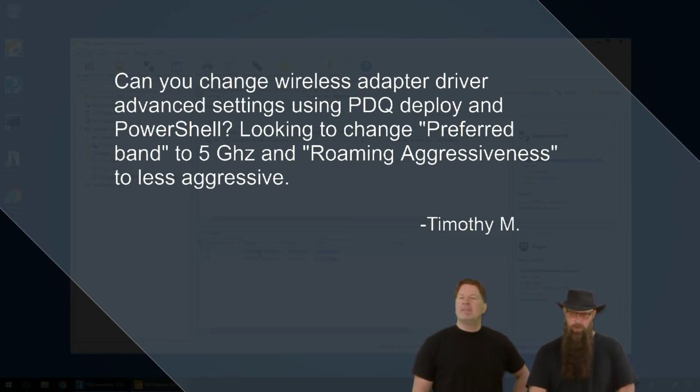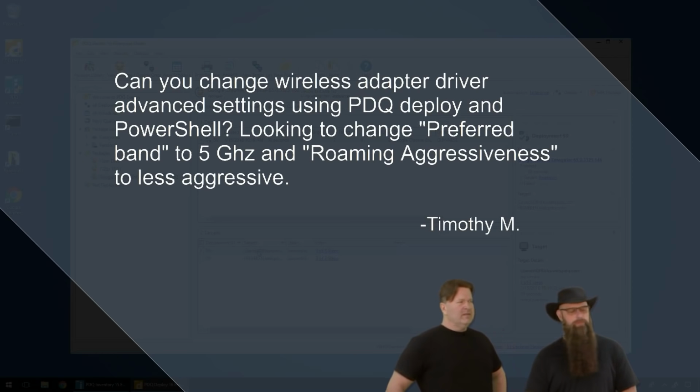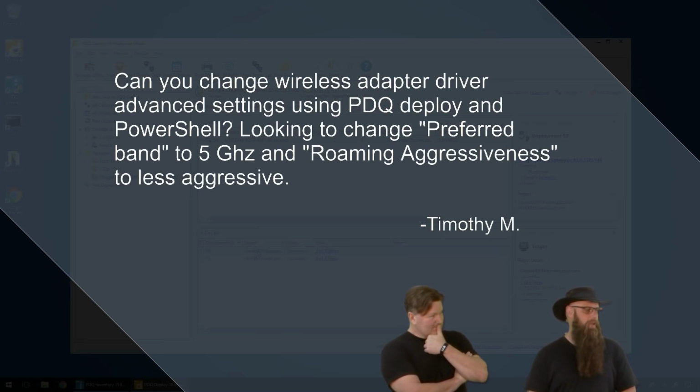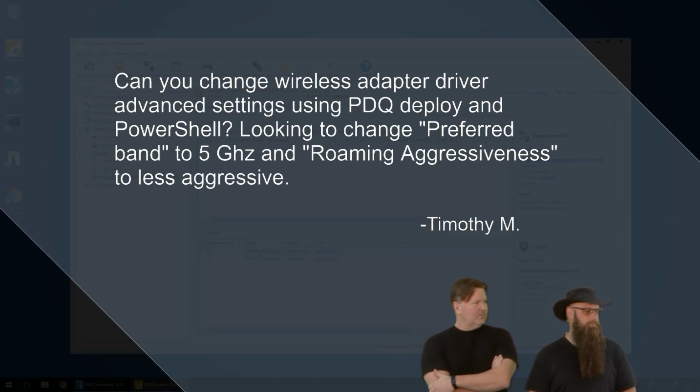Dear Shane and Lex, can you change wireless adapter driver advanced settings using PDQ Deploy and PowerShell? Looking to change preferred band to 5 gigahertz and roaming aggressiveness to less aggressive. Thanks, Timothy M. I don't know. Is that data stored in a registry? If it is, you can change that, even remove it from the registry. Can you do that in PowerShell? It's not something that I've tried to do, but I'm going to assume that you probably could. I could probably look it up and email them back after this.